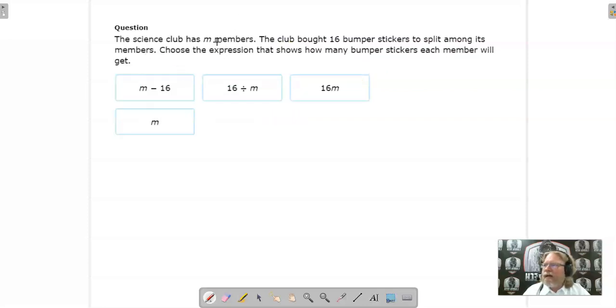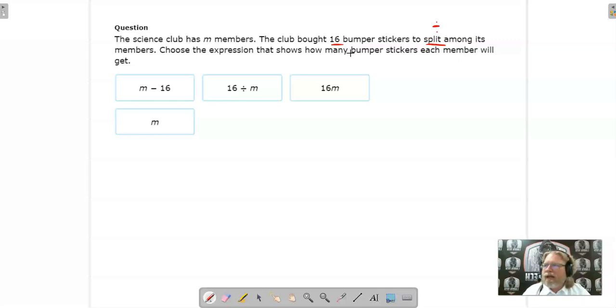The Science Club has M members. So M represents the number of members. The club bought 16 bumper stickers. So this 16 is probably going to be important. To split among its members. Split. So it's dividing it between its members, right? So this is going to be a division problem. We're looking for dividing. Choose the expression that shows how many bumper stickers each member will get.